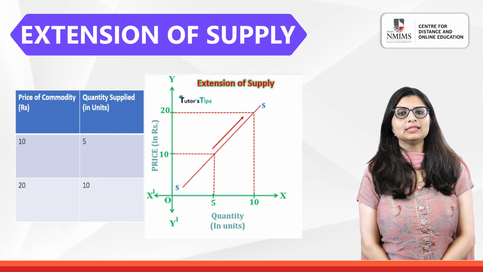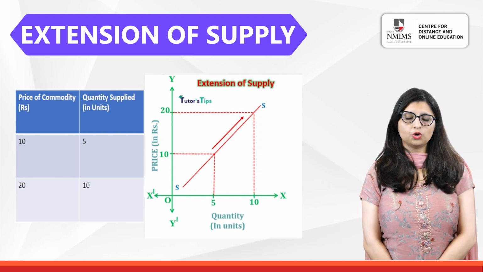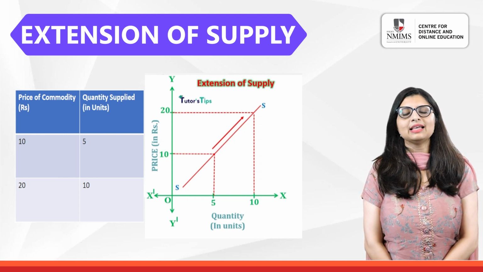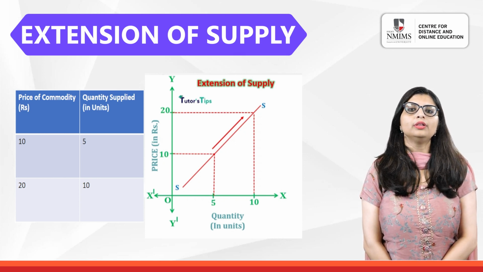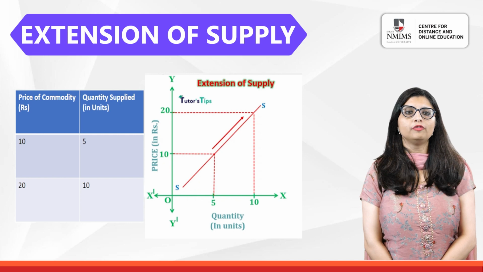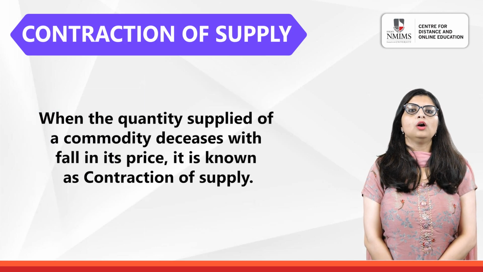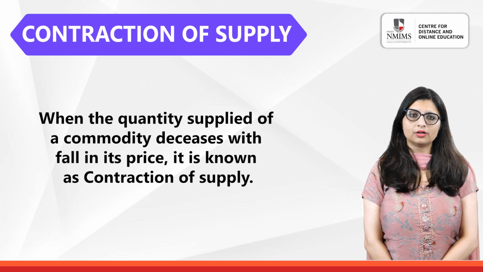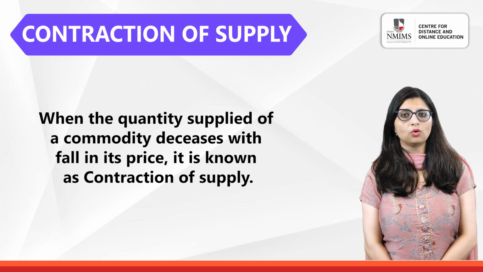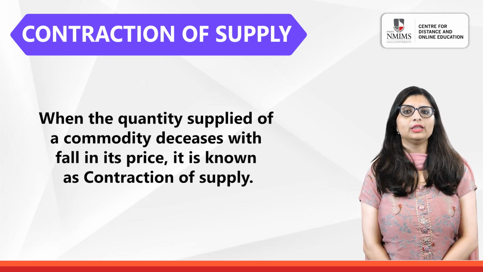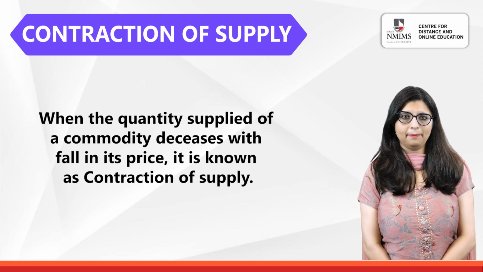So you will notice that if you plot it in the graph, on the y-axis it would be price and on the x-axis it would be quantity supplied. In this scenario, there would be an upward movement, hence extension of supply. Contraction of supply occurs when the quantity supplied of a commodity decreases with the fall in its price. That is when contraction of supply happens.